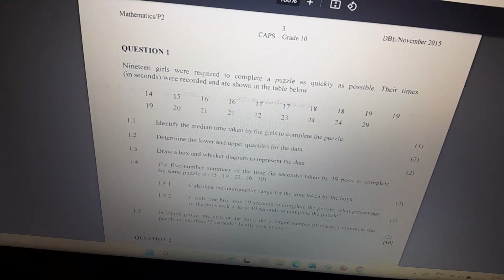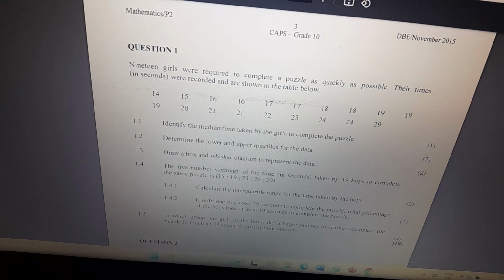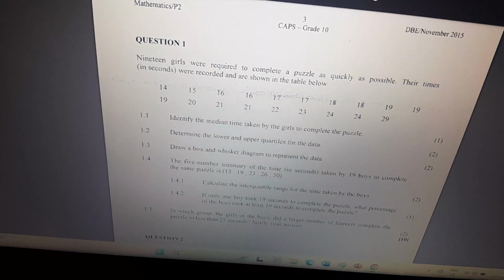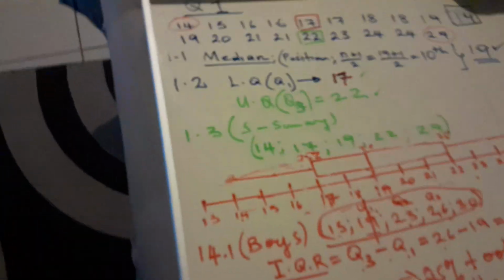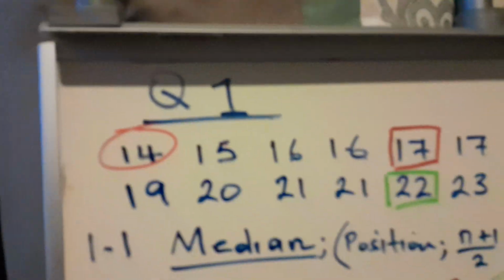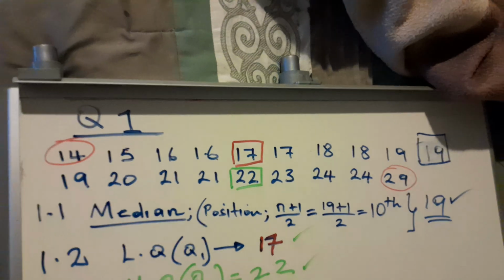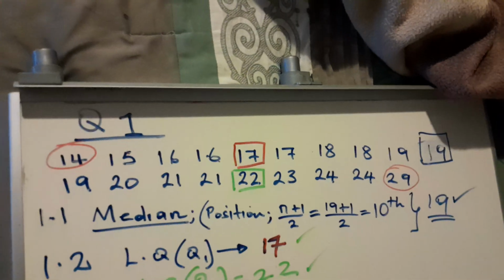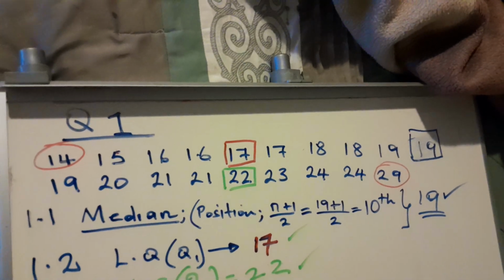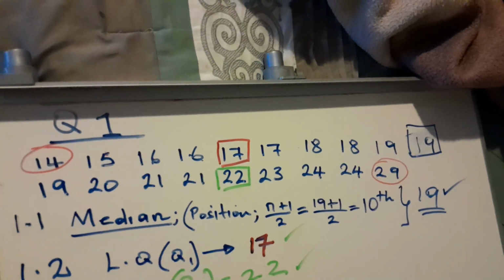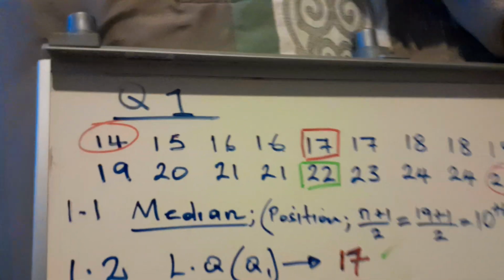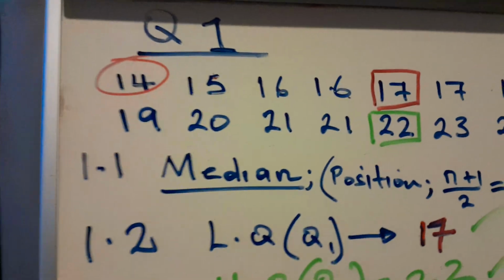Okay, if you are given data like that and you want to position your quartiles and medians, the best way is to arrange your data in ascending order, like I did there. I started with 14, then 15, 16, 17, and so forth, all the way up to 19. Then, the first question wants you to find the median.